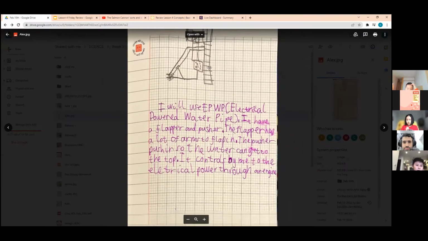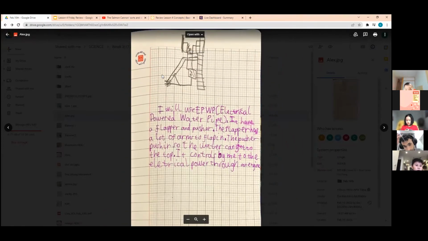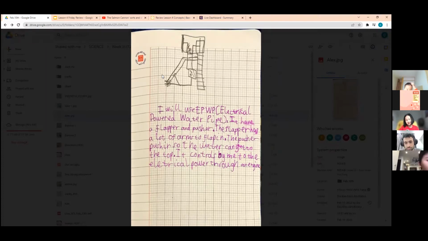Actually it's an EPWP, electrical power with water pipe. It has a flapper and a pusher. The flapper has a lot of arms to flap. The pusher pushes the water so the water can get to the top. It's controlled by electrical power.